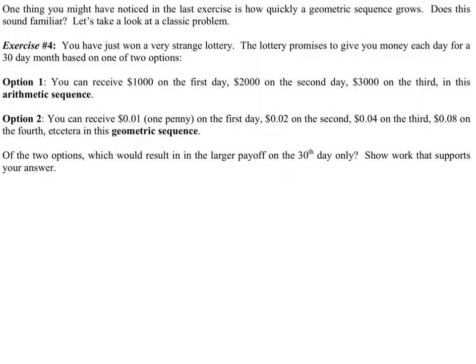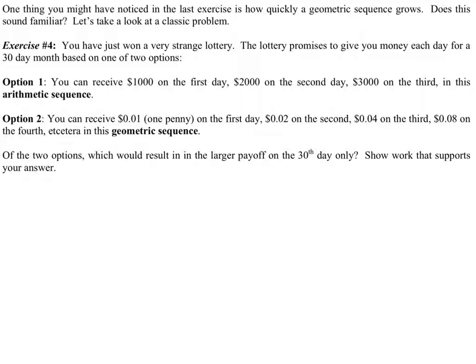One thing you might have noticed in the last exercise is how quickly a geometric sequence grows. Does this sound familiar? Let's look at a classic problem. So you just won a very strange lottery. The lottery promises to give you money each day for a 30-day month based on one of 2 options. You can either pick option 1, where you receive $1,000 on the first day, $2,000 on the second day, $3,000 on the third, in an arithmetic sequence.